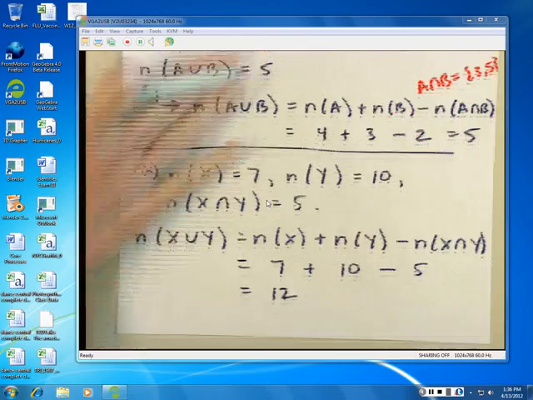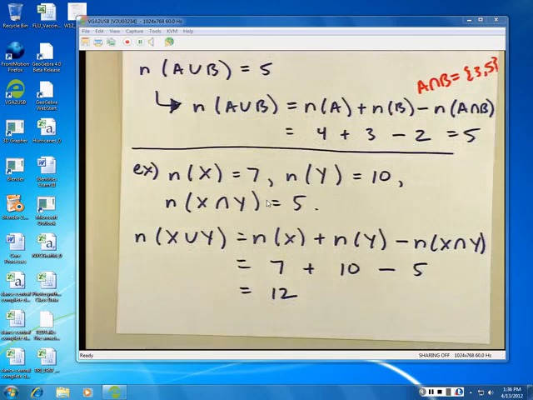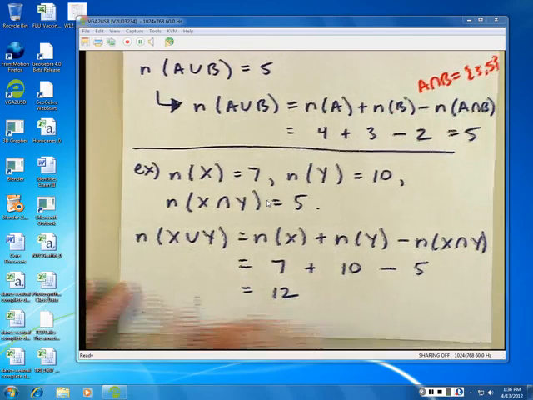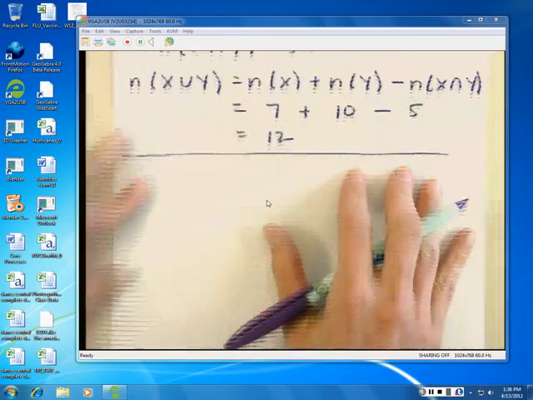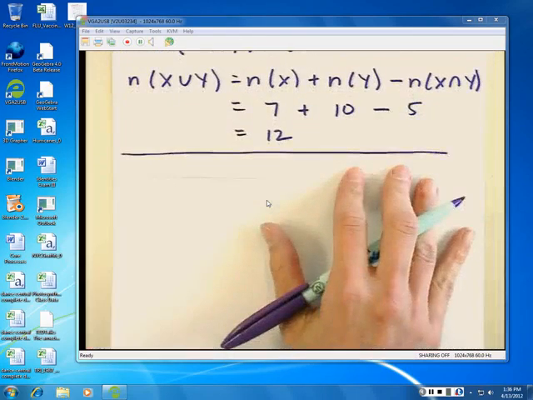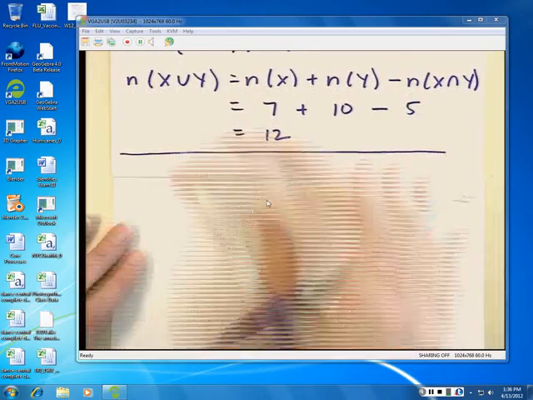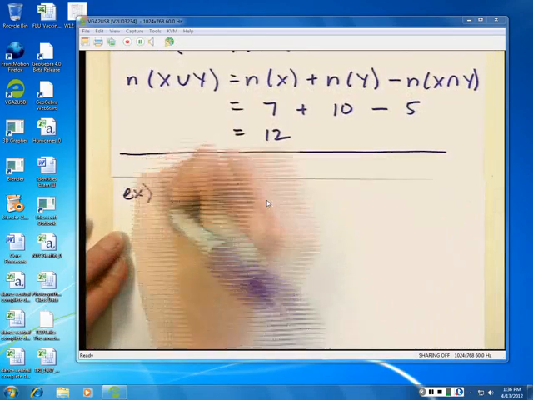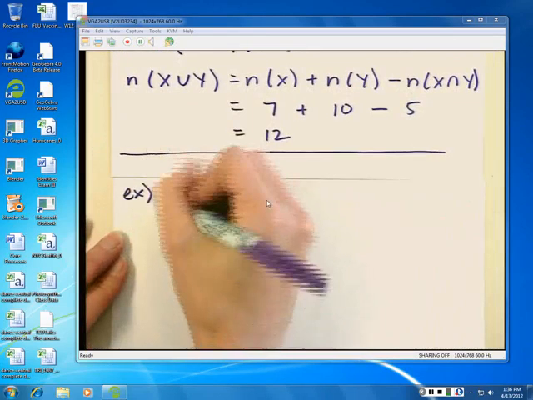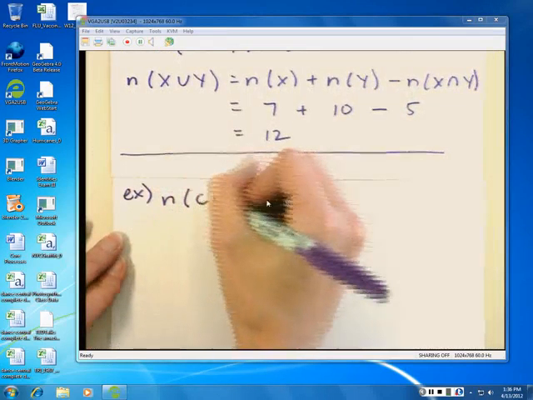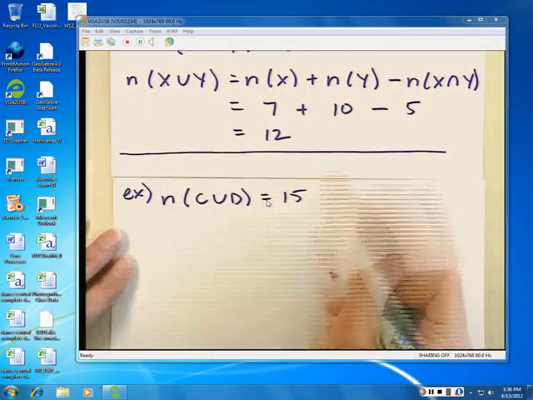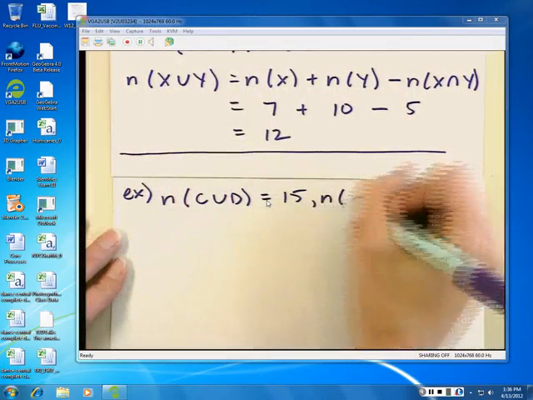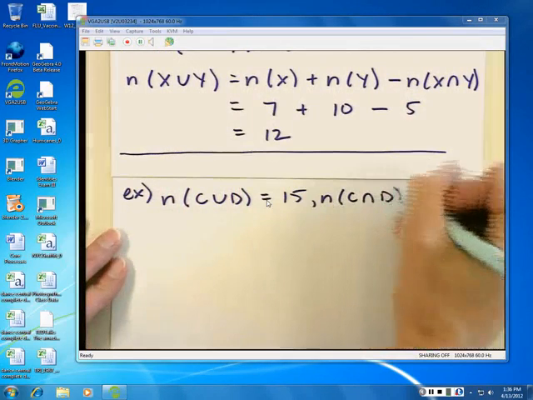Okay, one more. In this one, we have yet another slightly different set of information. So in our last example, let me move everything up, we are going to start with this information. We've got the number in the union, so C union D is 15. So we're given the number in the union. We're given the number in the intersection, so C intersect D is 3.